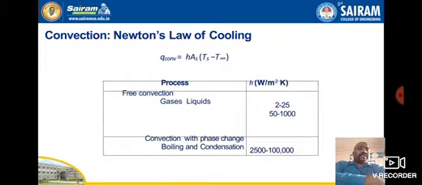Now for convection, according to Newton's law of cooling, the equation is hA delta T, that is Ts minus T infinity. It depends upon the different fluids. For gases, the heat transfer coefficient is 2 to 25 watt per meter square Kelvin. For liquids, 50 to 1000 watt per meter square Kelvin. For convection with phase change, boiling and condensation, the range is about 2500 to 100,000 watt per meter square Kelvin.